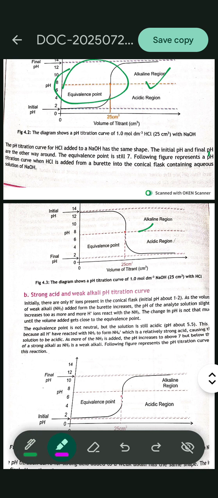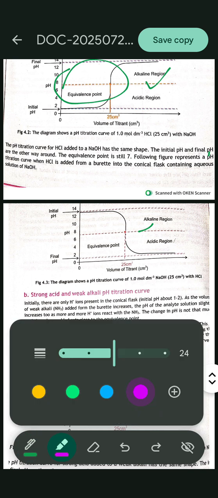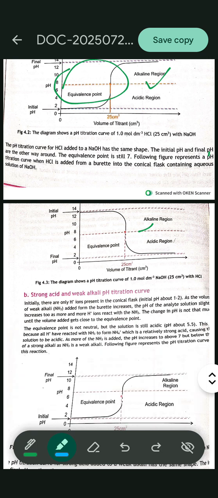Okay, now we have another topic, that is the strong acid and weak alkali pH titration curve. Initially there are only H+ ions present in the conical flask. As the volume of the weak alkali added from the burette increases, the pH of the analyte solution slightly increases too, as more and more H+ ions react with NH3. The change in pH is not that much until the volume added gets close to the equivalence point.